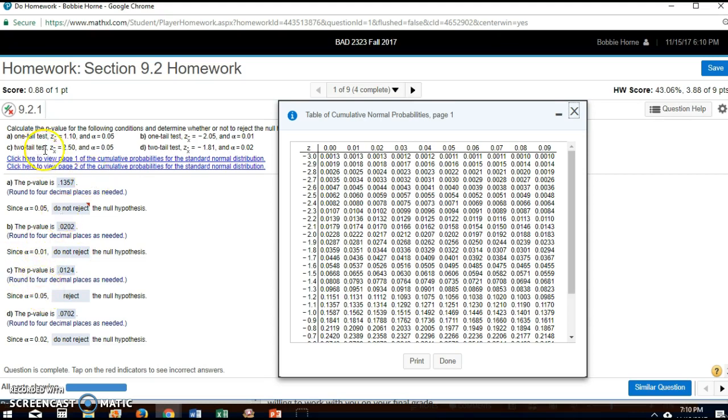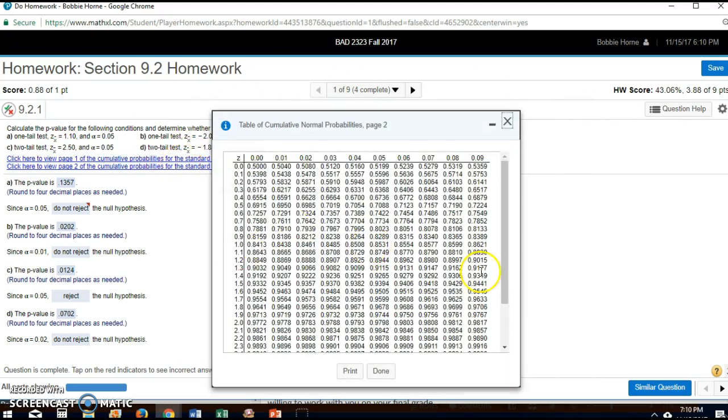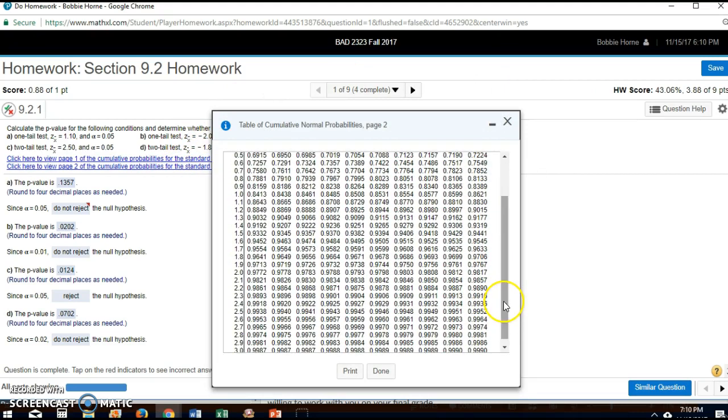Now for C, it's a two-tailed test. So first of all, I need to find out one of the tails. So I need to find my right tail out. And the way I do that is I look up 2.5. And remember, it's not going to tell me the probability or the area to the right of 2.5. This is all the area to the left of it. So to get the area to the right of it, I say 1 minus this.